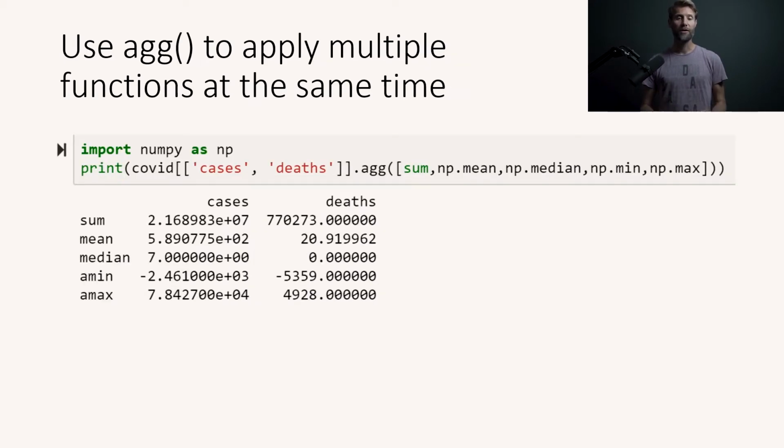With the agg function, we can apply multiple statistical functions in one go. The functions that are executed need to be provided in a list as a function parameter. Please note that we imported NumPy to apply some functions that are only provided in the NumPy package.